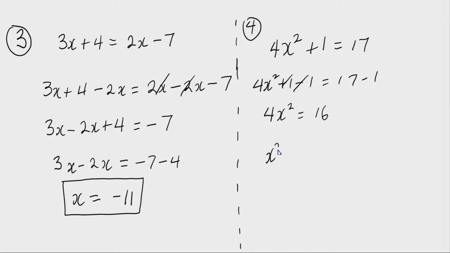Divide both sides by 4 to eliminate this 4 here. 16 divided by 4. And here we have 4 and 4 is 1, and 16 divided by 4 is 4. So we have x squared is equal to 4.